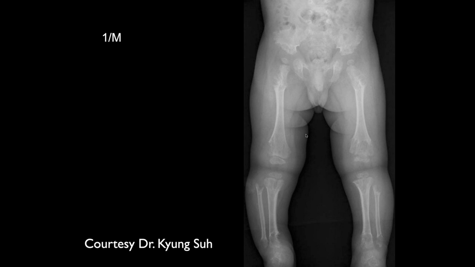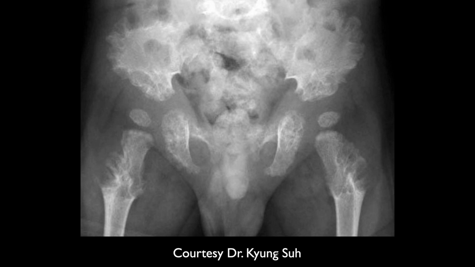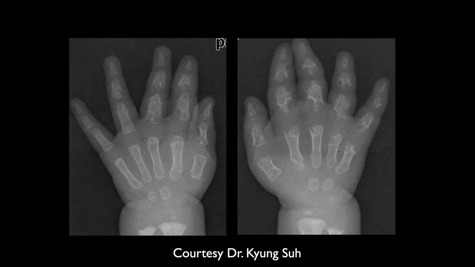Okay. So here we can see multiple lucent lesions in the metaphyses of the proximal femora, the pelvis, the distal femora, and the proximal and distal tibia, and perhaps even the distal fibula. Again, we can see multiple lesions along the metaphyses, so I'd be concerned about congenital disorders such as Maffucci or Ollier syndrome. Okay.